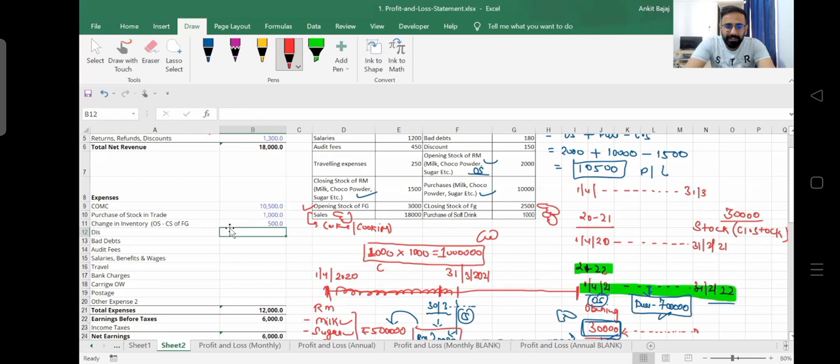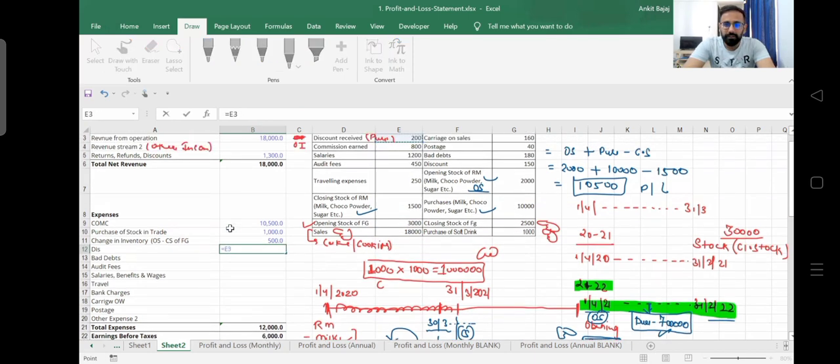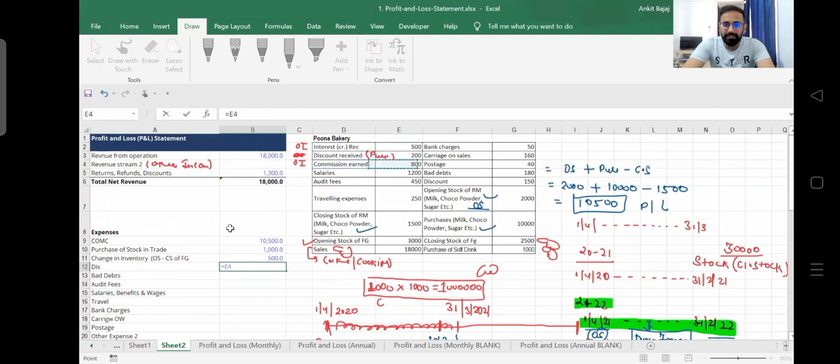Now, if the company has given any discount, so we will record it on the expense side, that is 150. And if the company has received a discount, generally we can reduce the discount from purchases of stock in trade, or otherwise we can show it on the income side.